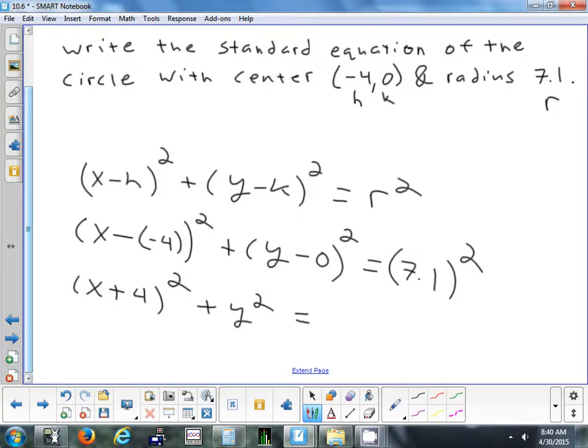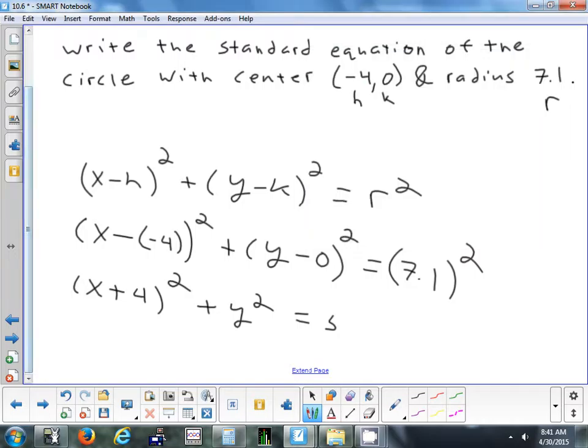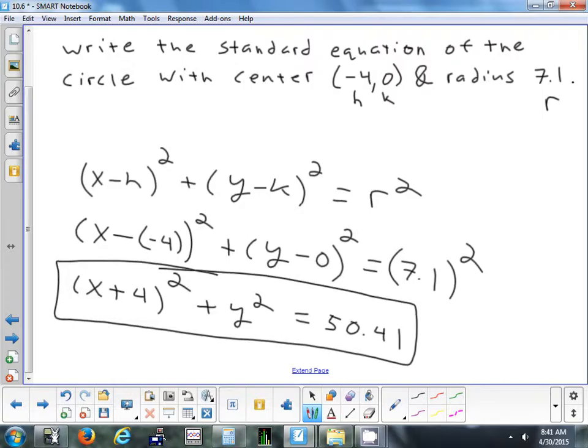And then the last part, just take 7.1 and square it. 50.41. Okay, there's the equation of a circle that has a center at negative 4, 0, and the radius is 7.1 units.